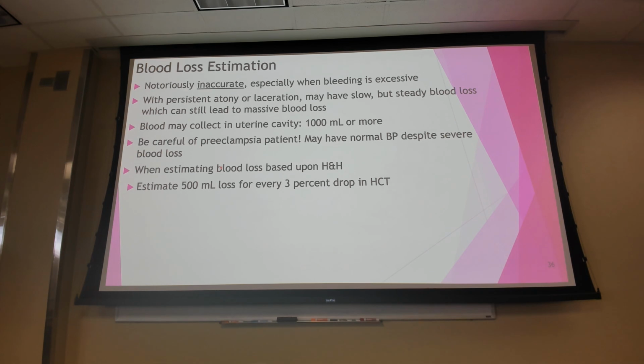So we're estimating our blood loss. You're looking at an H&H: for every 500 mLs of blood loss, we're going to see a 3% drop in our hematocrit. 500 blood loss, 3% drop in hematocrit. I would definitely know that because it's important clinically. When you're seeing these patients, it's important for you to understand this.